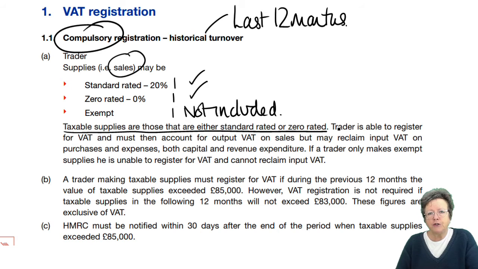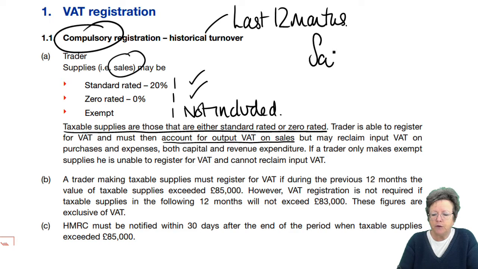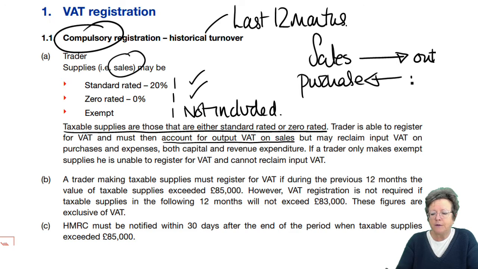Once you are registered for VAT, which is a sales tax, then you must account for the output VAT on the sales. So I always think of it this way: sales is out, purchases is in. So that's output VAT and that's input VAT. Easiest way to remember.